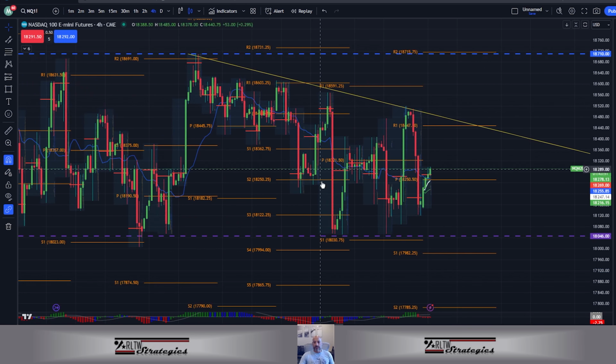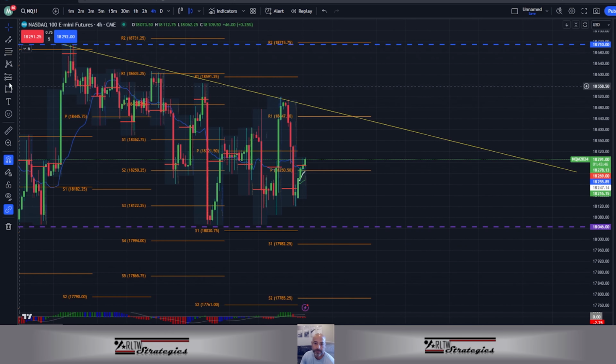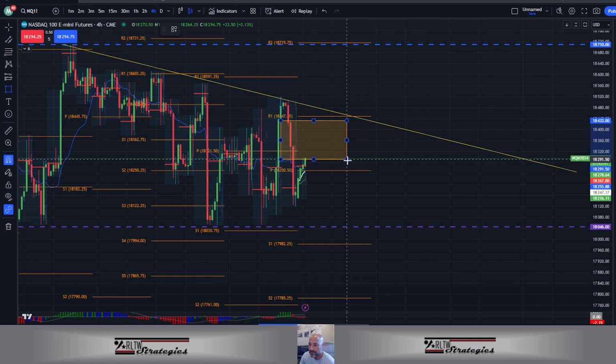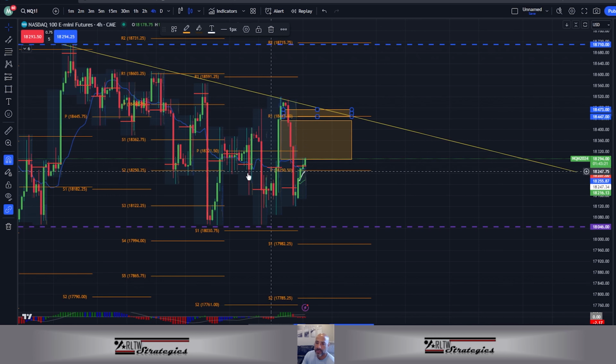And we have a bunch of levels here, and we got a bunch of zones to be filled. So we have a zone here. All right, inefficiency zone. We have another one there. We have a little one here. We have a little one here. We have all these little inefficiency zones that price may come back and revisit on the way back up to that trend line. And then we have these levels. We definitely have a level there.